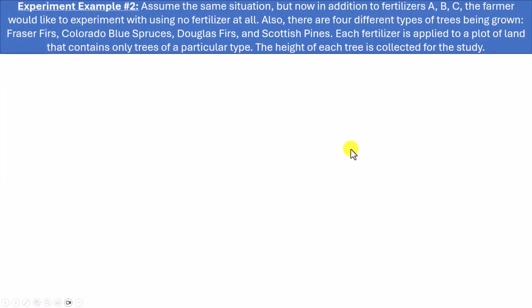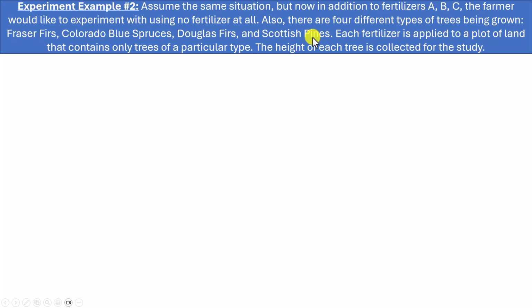And let's go on to the next example here, which is the same exact situation. But now in addition to the fertilizers A, B, and C, the farmer would like to also experiment with using no fertilizer at all. So now we have this fourth group of no fertilizer. Also, there are 4 different types of trees being grown. We have Fraser firs, Colorado spruces, Douglas firs, and Scottish pines.